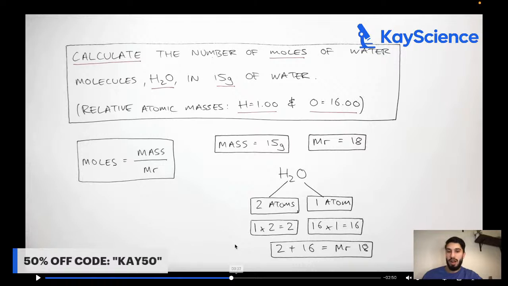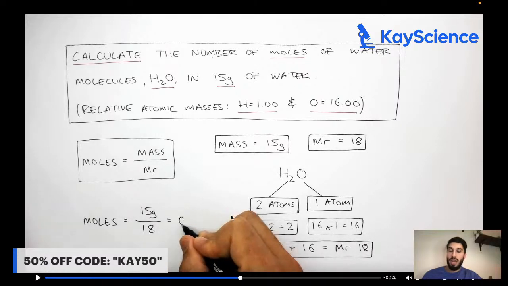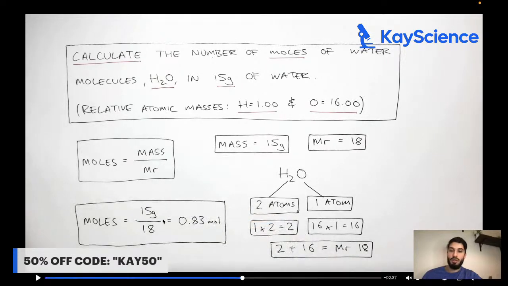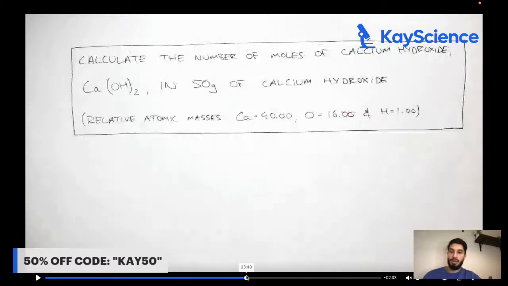So 15 grams divided by 18. You put that into your calculator. This equals 0.83 mole. So there is 0.83 mole in 15 grams of water. That's how you calculate moles of a compound. It's a little bit different to AR because you have to calculate the MR.